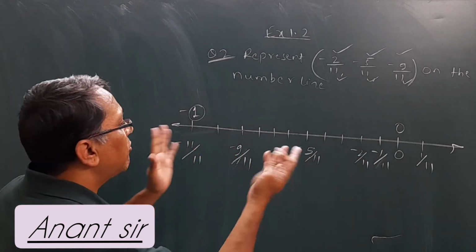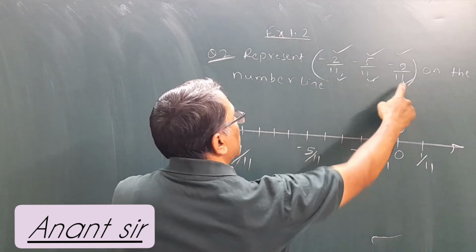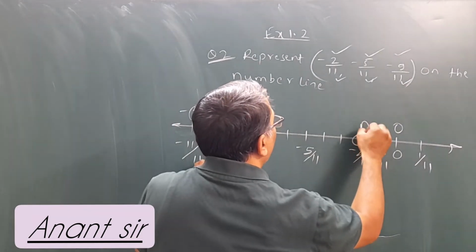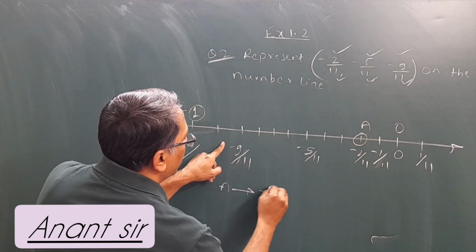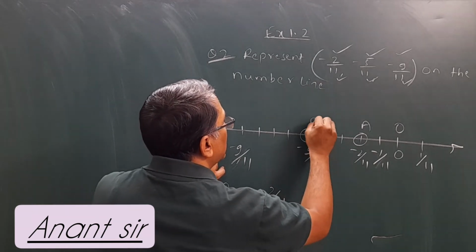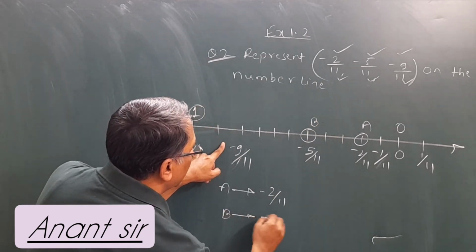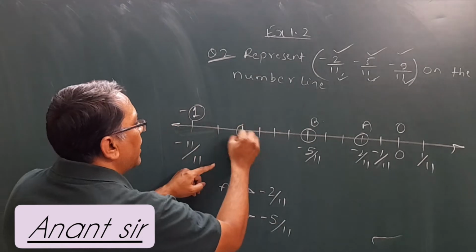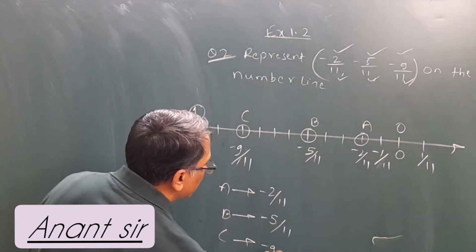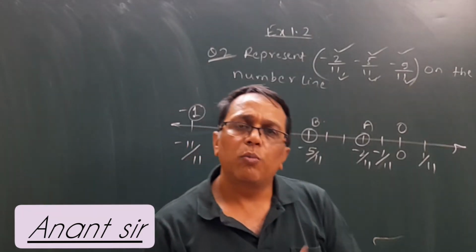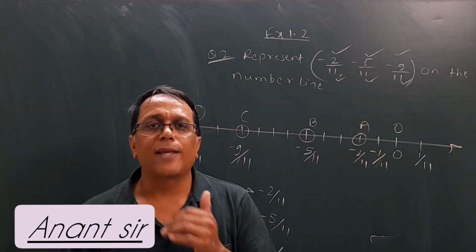Now this is the final answer. What were the numbers we had to show? Minus 2 by 11. So point A represents minus 2 by 11. Then this is point B, which represents minus 5 by 11, and this is point C which represents minus 9 by 11. So I hope you have understood. Let's go to the next question now.